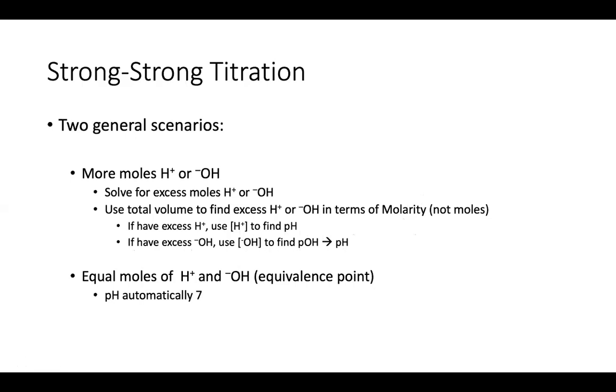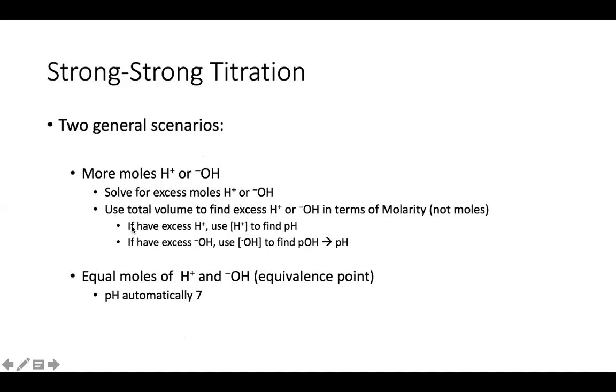Okay, and so that's the first scenario for a strong titration, right? You would have more moles of H plus or OH minus. The only other scenario you can run into is if you have equal moles of H plus and OH minus. By definition, if you have equal moles of H plus and OH minus, you are at the equivalence point. And if you ever saw this on an exam, you might want to have a quick second to celebrate because you actually have to do zero work.